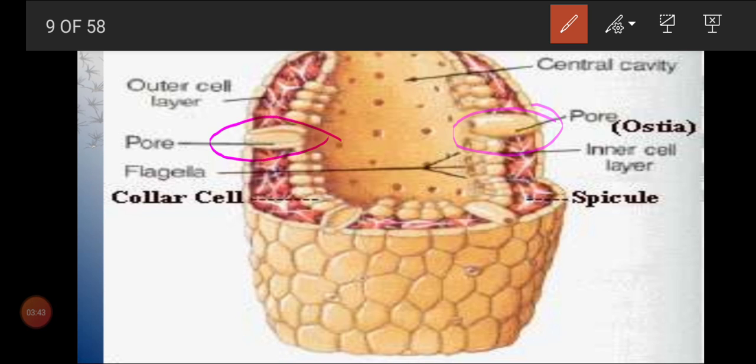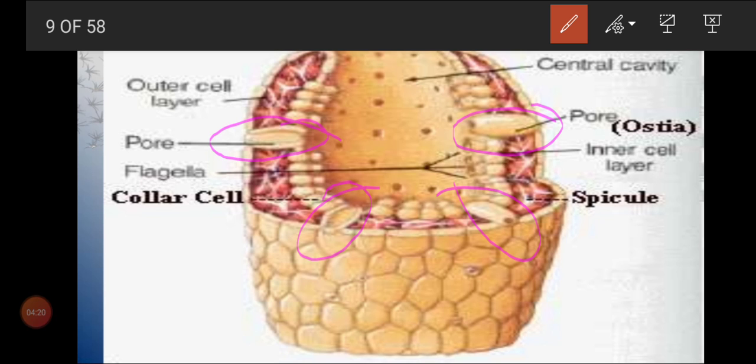These are small pores we can see in sponges. The picture is even given in your NCERT book, page number 49, first picture, and the second and third, where we can see small hole-like structures. Those small hole-like structures we call ostia. We can also call them pores, no problem, pore or ostia. Through this pore or ostia, water gets inside the animal. This is what we call the water canal system or water transport system.